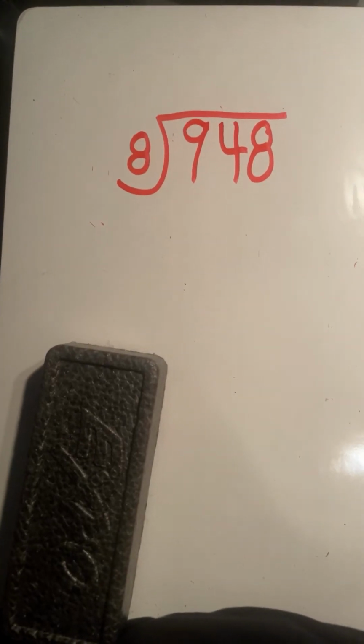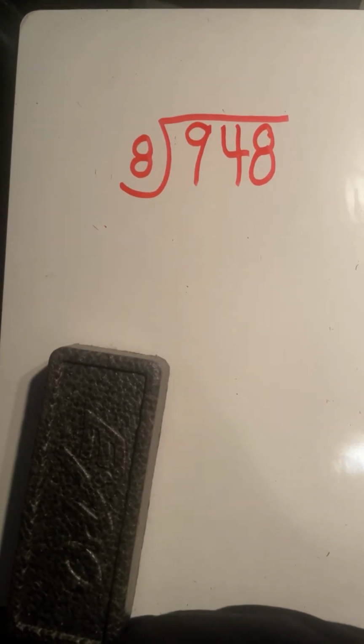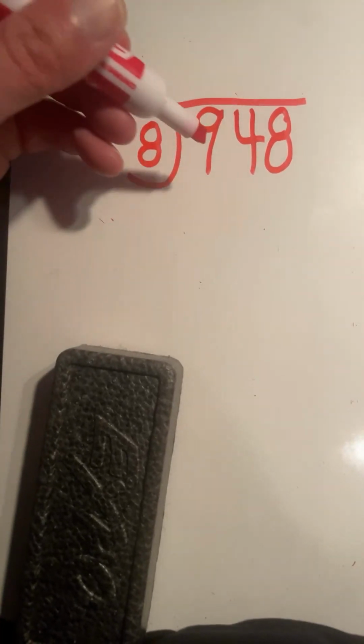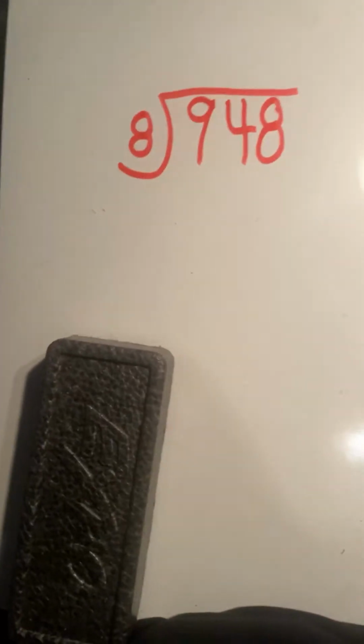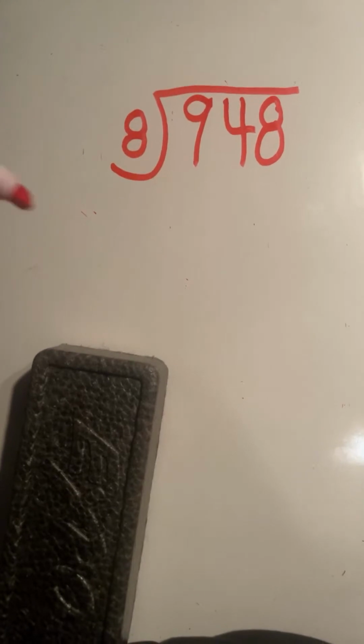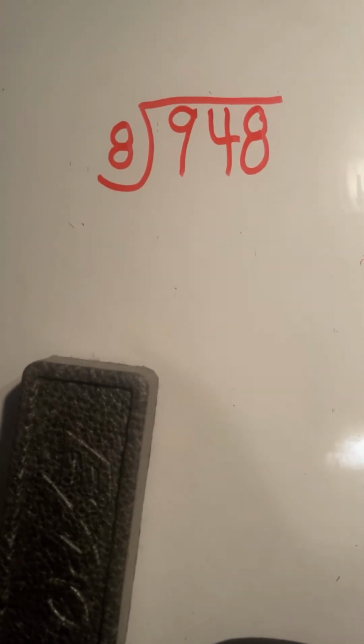All right, 948 divided by 8. So we want to divide by the smallest number possible. The only rule is the number inside the square has to be equal to or bigger than the number outside the square. And we can actually start out with single digit division again. 9 is bigger than 8, so 9 divided by 8. We have to figure out how many groups of 8 go into 9. And I'm going to use the skip counting strategy for this problem.